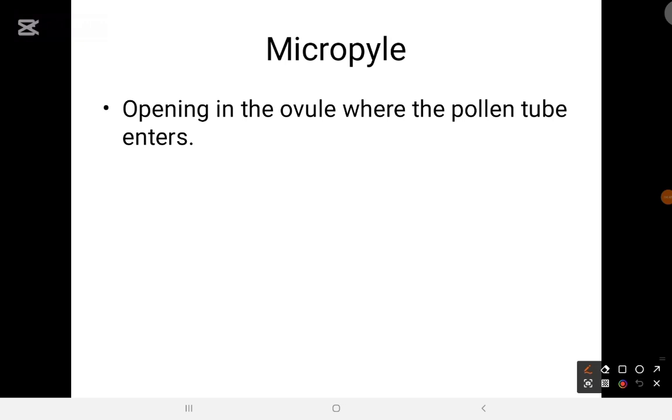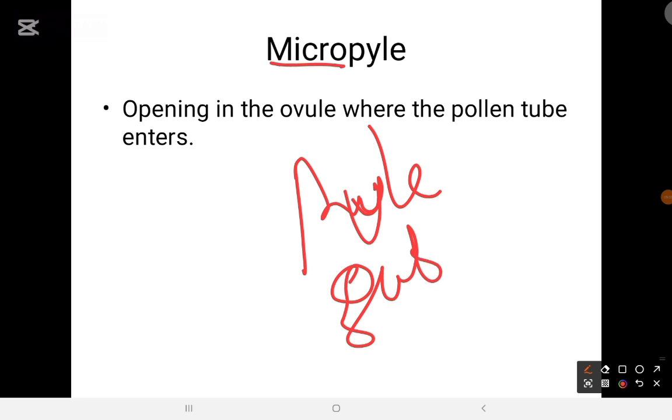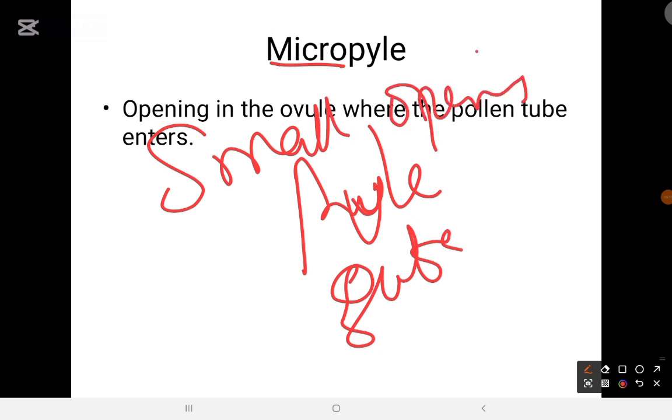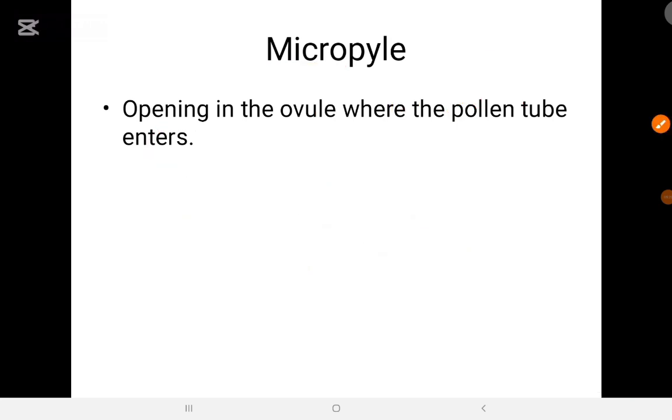Then let's continue to the next one, which is micropyle. The word micro means small. You already know that. And pyle means gate or entrance, or opening. Is that okay? So basically, it means small opening. And we say it's the opening in the ovule where the pollen tube enters.